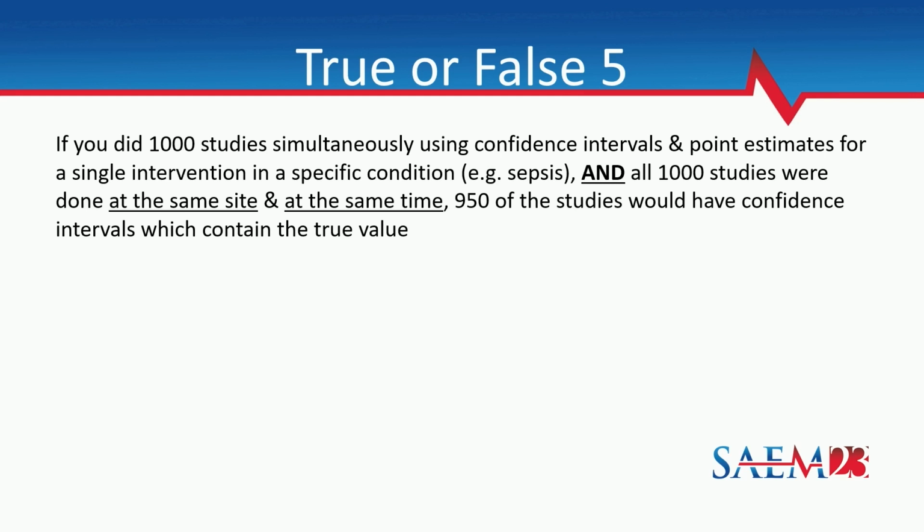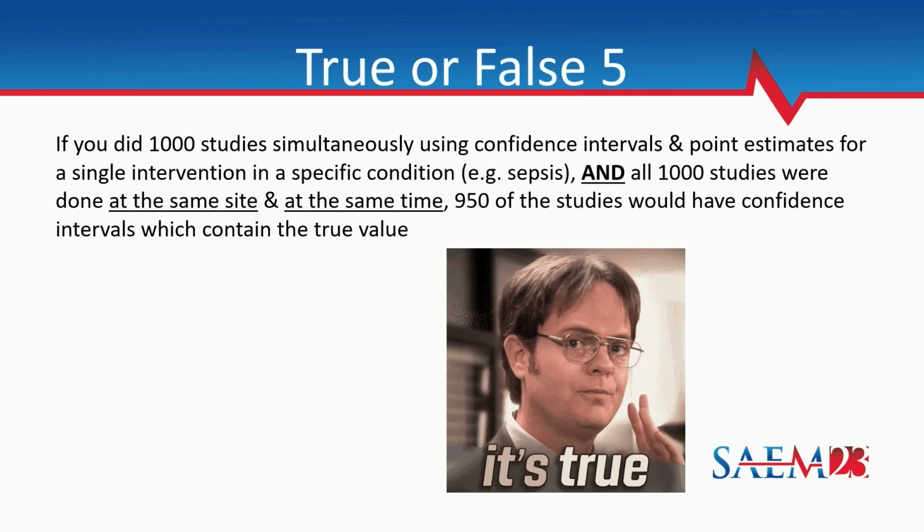If you did 1,000 studies simultaneously in the same population, essentially in some scenario where there is 1,000 yous in the multiverse, all doing them at the same time for a single intervention in a specific condition, and all 1,000 were done at the same site, same time, 950 of the studies would have confidence intervals which contain the true value. Who thinks that is the actual, or close to the actual definition of what a confidence interval is telling you? It's true. Yeah. Strong work.